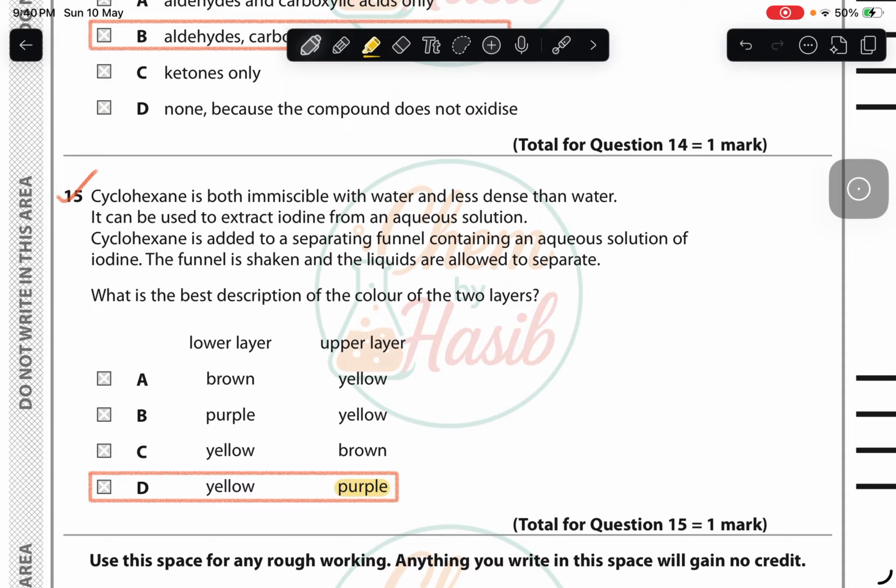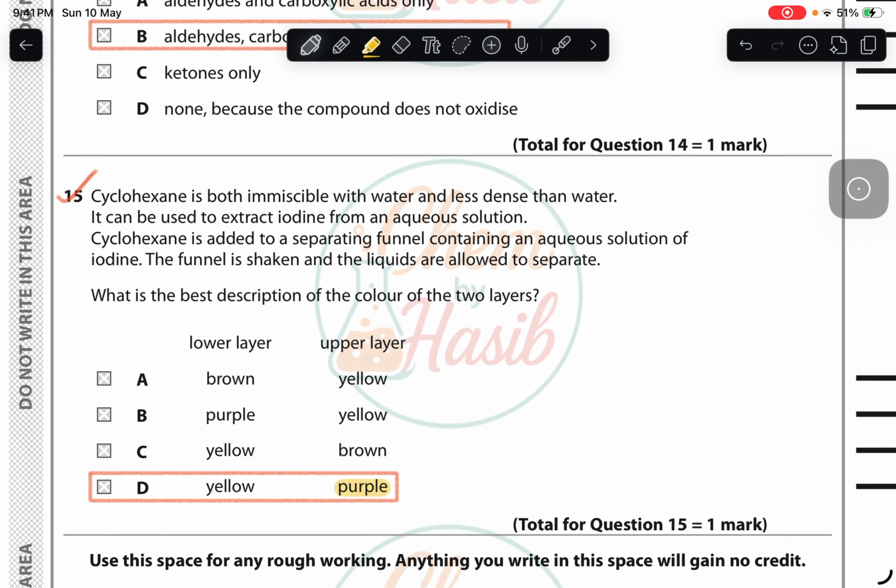Because iodine, when dissolved in hexane or cyclohexane or CCl4, looks purple, right? Now since cyclohexane is less dense than water, cyclohexane will float on water. Cyclohexane will be floating on water, in the top layer, the upper layer, and it will look purple.